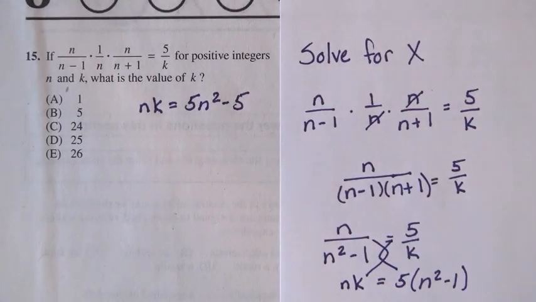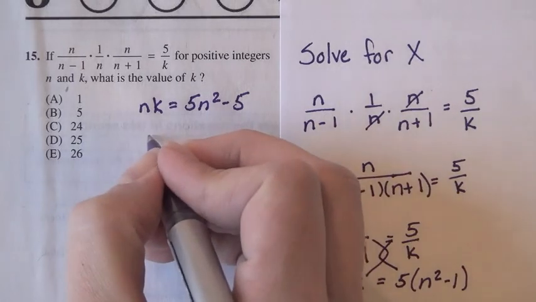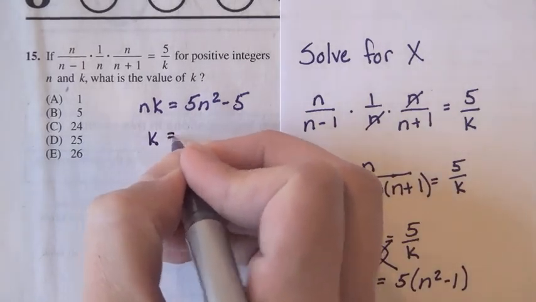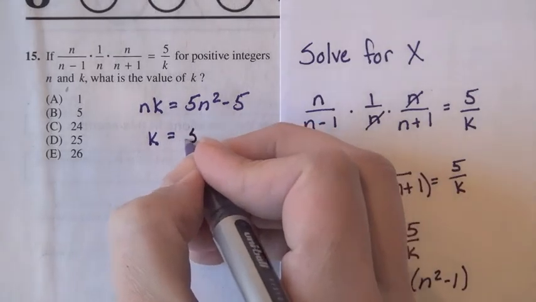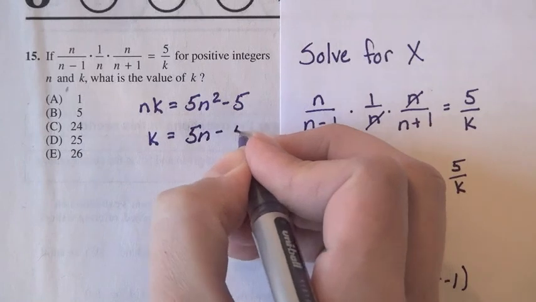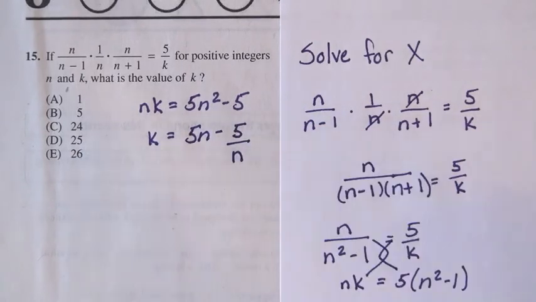Okay, let's get k by itself since what we're interested in is the value of k anyway. So I'll divide both sides by n. k is equal to 5n squared divided by n, and n on top and n on bottom will cancel out. We'll just be left with 5n. And then for this term, we get 5 divided by n.